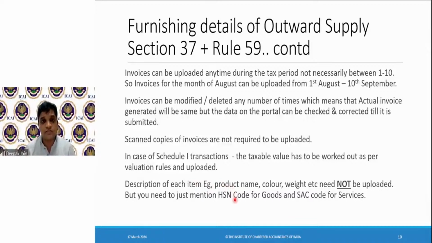Description of each item, like product name, color, height, weight, etc., is not to be uploaded. Only the main details have to be uploaded, and the HSN number you have to give. So if you have multiple varieties of products, you don't need to give the name of each variety. Main product name, main category you have to upload. That is also by giving an HSN. That's all. And SAC code for services.